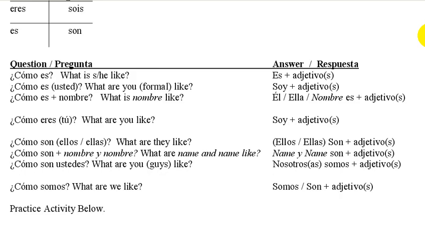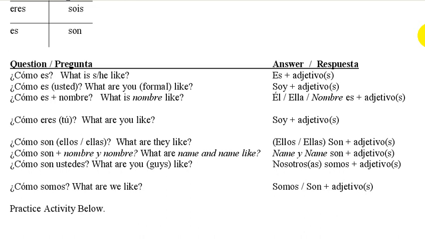So if you have two guys, you're answering about two guys, you could say son or ellos son, and then pick some adjectives like fuertes y trabajadores, for example. Or maybe there's a couple girls, so ¿Cómo son ellas? You could say ellas son bonitas y trabajadoras.